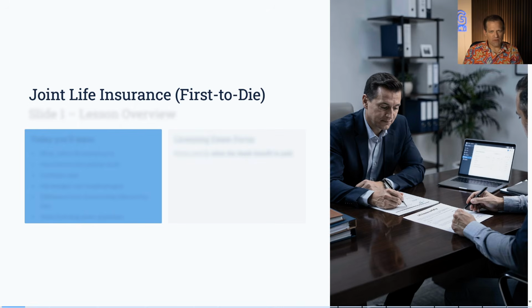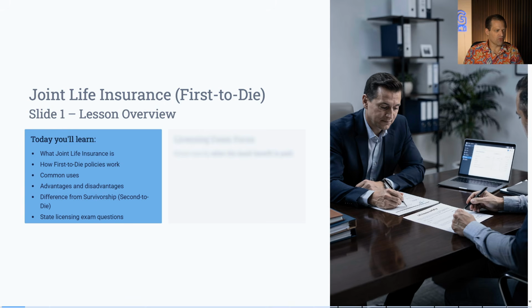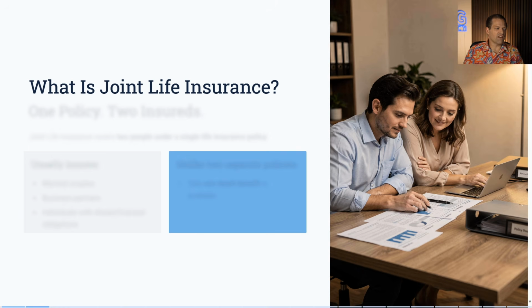In today's training, we're going to talk about joint life insurance or first to die policies. Very important that you understand how this works. Specifically, you're going to learn how joint life works, how first to die policies work, its common uses, advantages and disadvantages, what the difference is from survivorship or second to die policies, and how the state licensing exam approaches these questions. The focus will be knowing exactly when the death benefit is paid, because that's what the exam likes to test on.